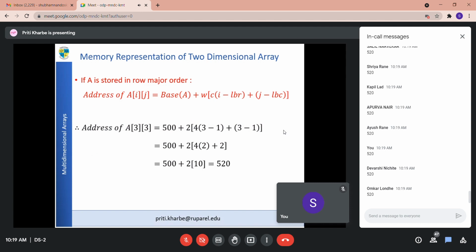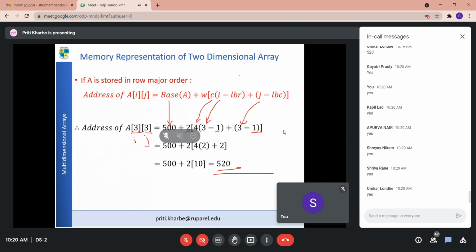My formula was: address of Aij is equal to base of A plus W into C times (I minus LBR) plus (J minus LBC). So address of A33, put all respective values. Base of A is 500, W is 2, C, the total number of columns, is 4, I and J will be 3 because they are asking you the address of A33. LBR 1, LBC 1. So the answer is 520. Followed the procedure.